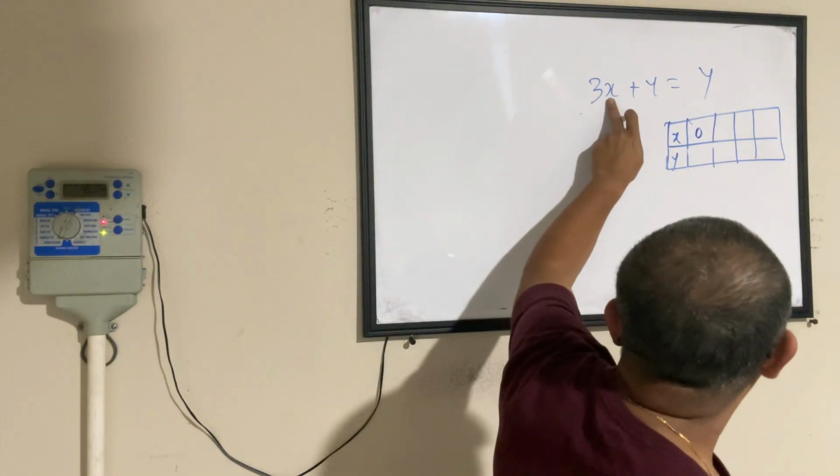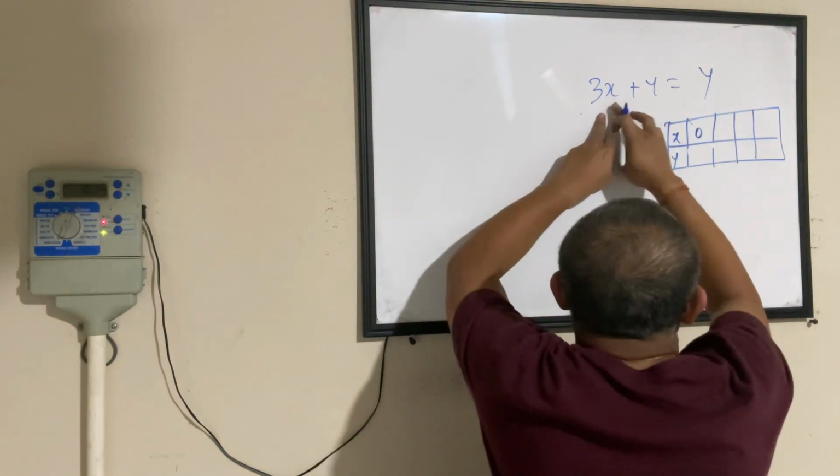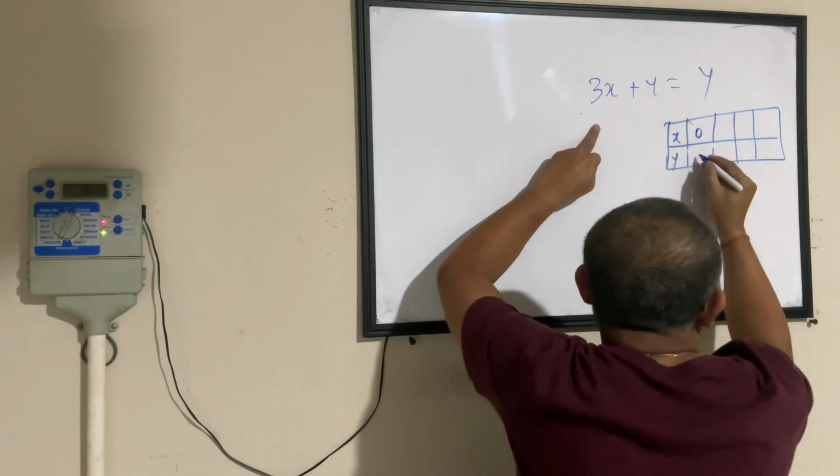I took x value as 0. What is the value of y? You put 0 here, this becomes 0, y equals 4.